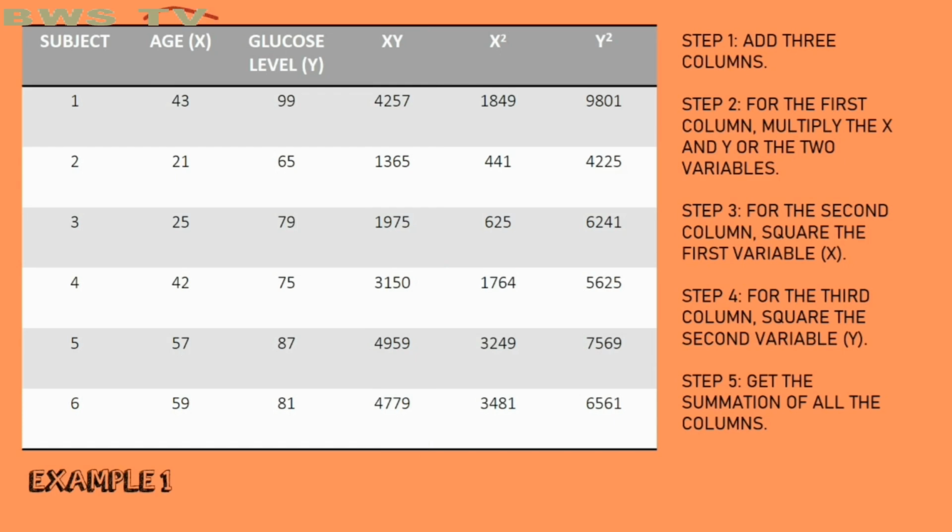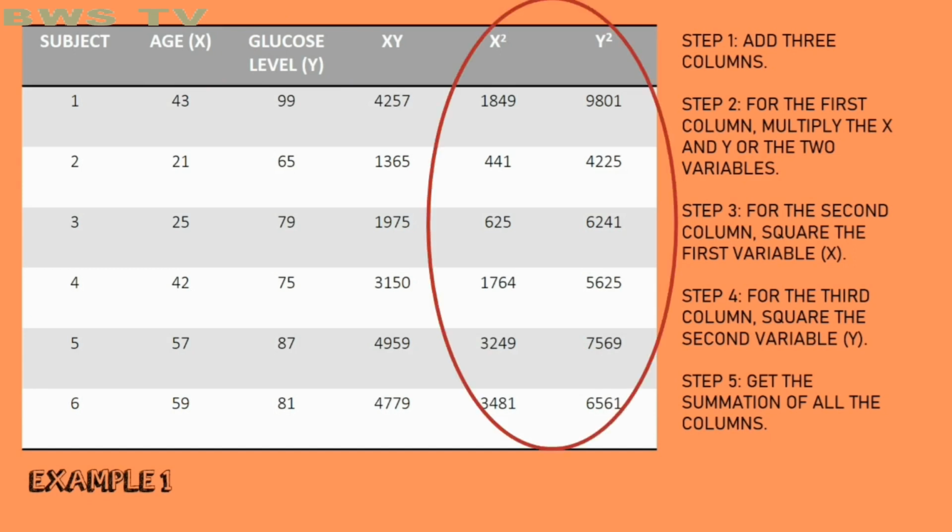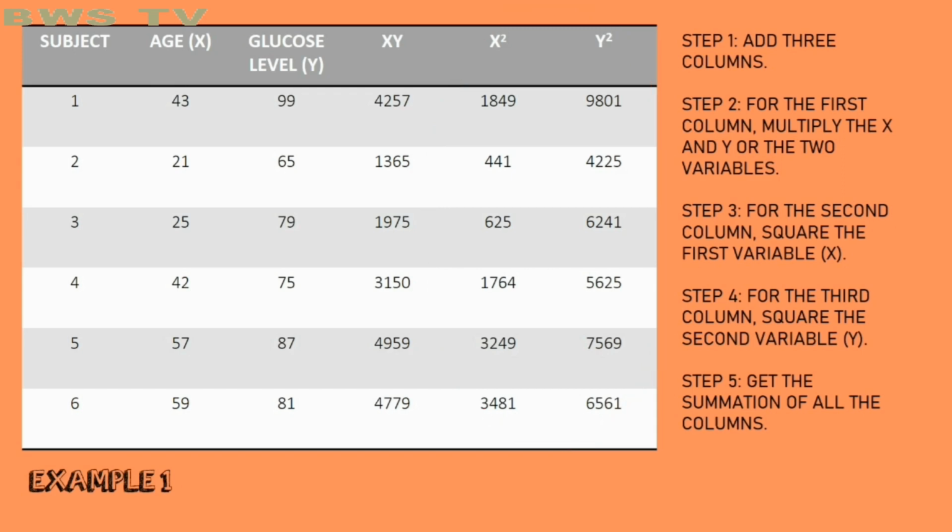So we multiply age, our x, and glucose level, our y, to get the xy column. And then for the last 2 columns, namely x squared and y squared, we simply square all of the variables in the x column and then square all of the variables in the y column. Now once we've added the 3 additional columns, we sum up all the columns, getting the summation of the x column, y column, and so on and so forth. And once we've gotten all of that, we can finally use the formula.